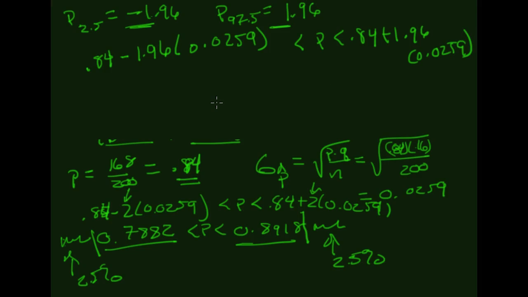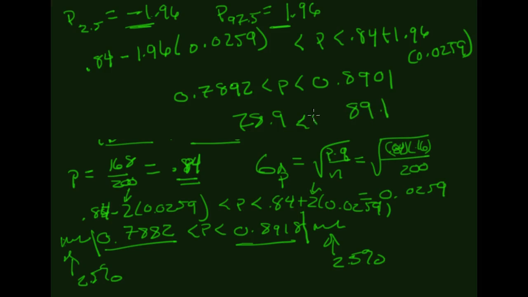And if you resolve these two expressions, this is going to give me 0.7892 is less than P is less than 0.8908, which gives me that 78.9 and 89.1 that I started with at the beginning of all of this. You can look back in the notes. Those are the numbers that I gave you to begin with for the 95% confidence interval. So it's a little bit better than the range rule of thumb.